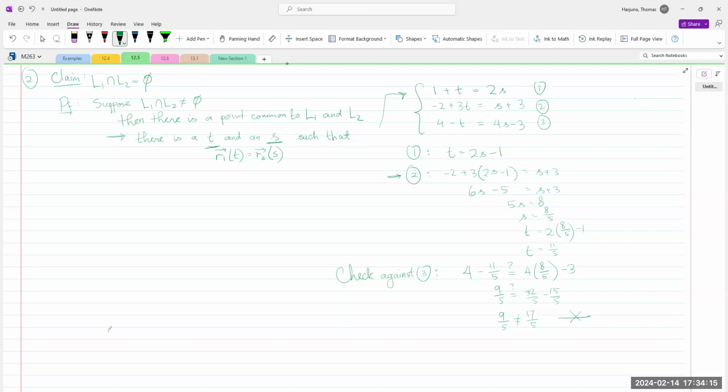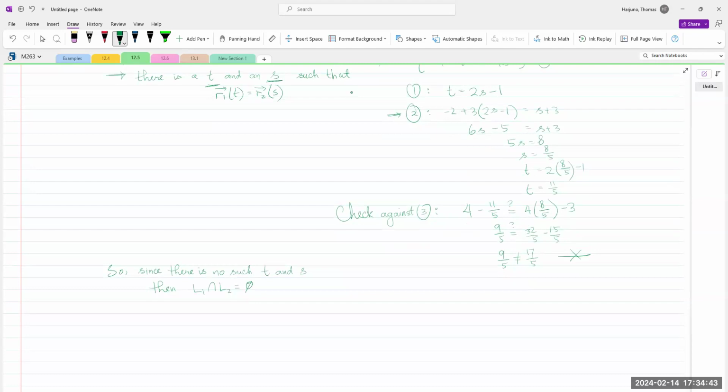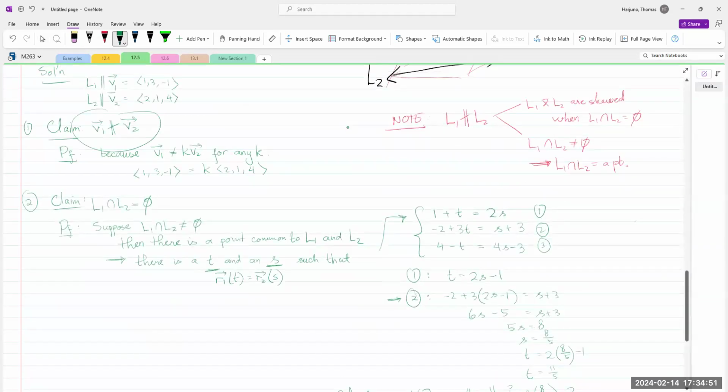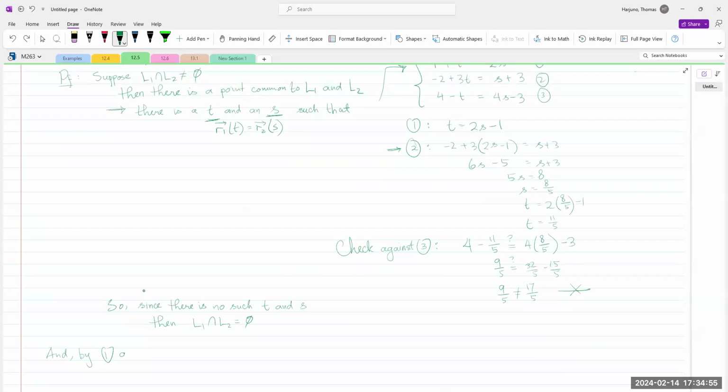Okay? So, since there is no such T and S, then L1 intersect L2 is the empty set. By argument 1, those 2 vectors are not parallel, and by argument 2, they don't have common points, so line 1 and line 2 are skew. Okay?